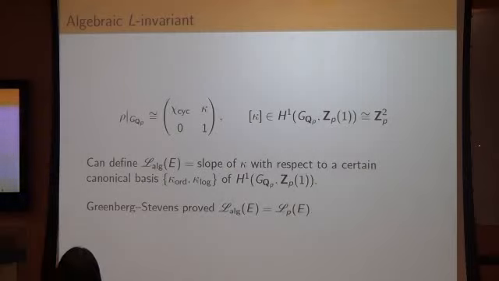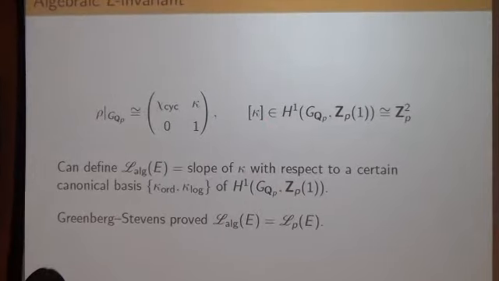So it turns out this H1 is two-dimensional and has a certain canonical basis, which you might call kappa ord and kappa log. And the slope of your kappa that arises from this Galois representation is defined to be the algebraic L invariant of E. And what Greenberg and Stevens proved is that the p-adic L invariant is equal to the algebraic L invariant. And this is actually quite simple. It's almost a definition if you take the right basis.